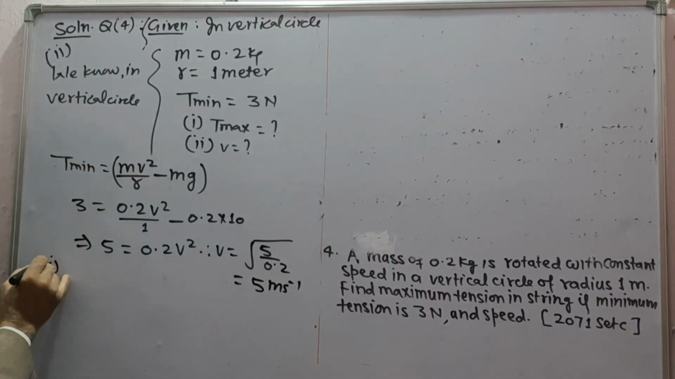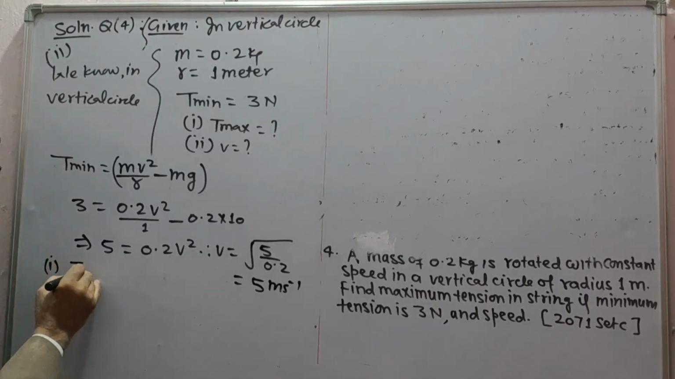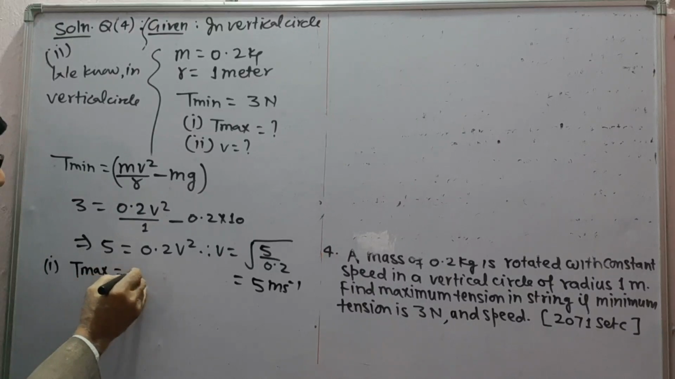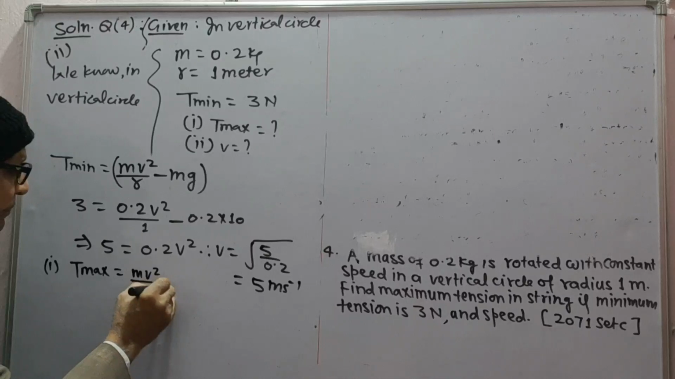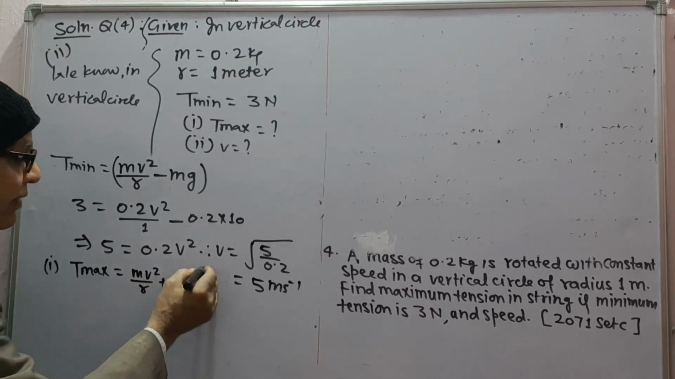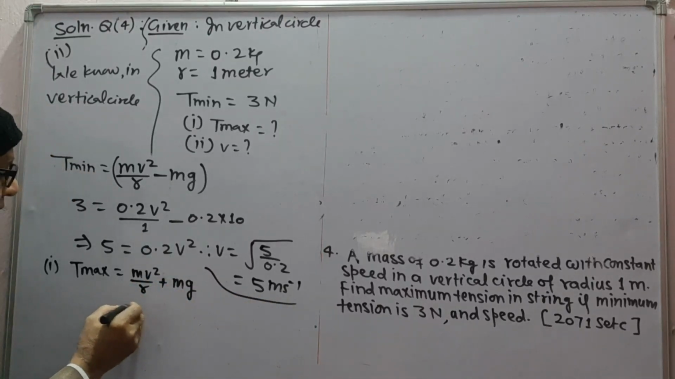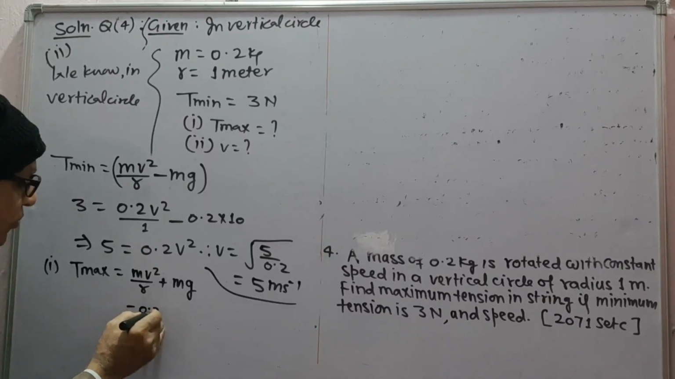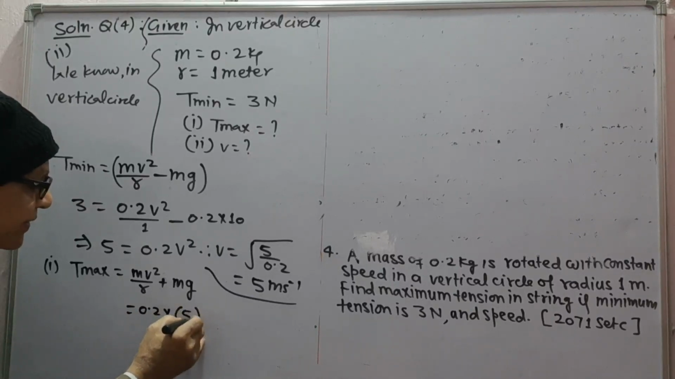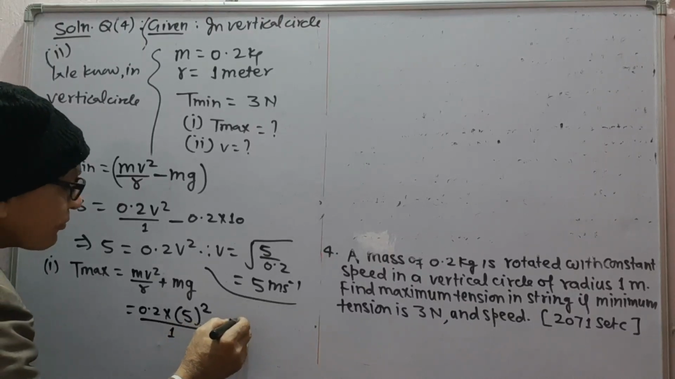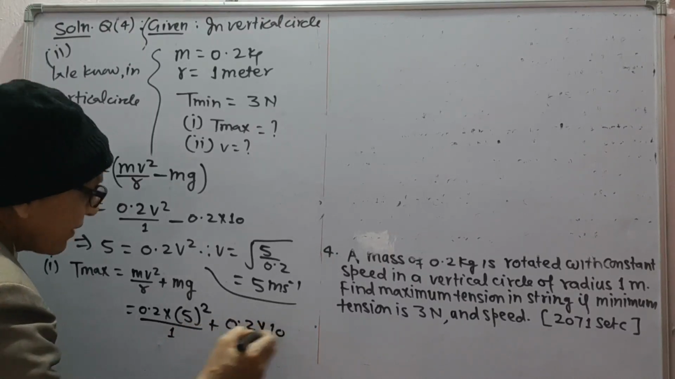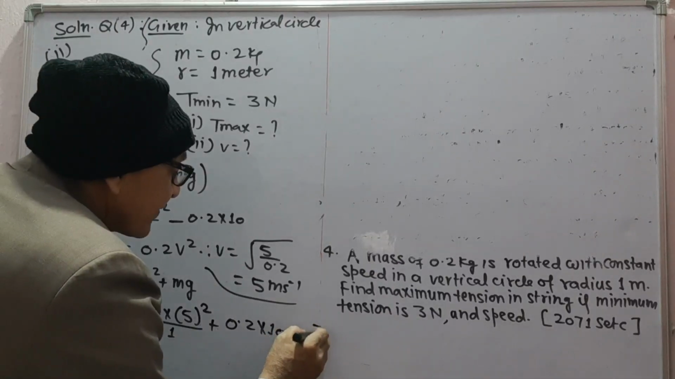Now, first part, T maximum will be equal to mv square upon r plus mg. Values are known. M is 0.2, v has been calculated to be 5, upon r is 1, plus 0.2 into 10, which gives 7 Newton.